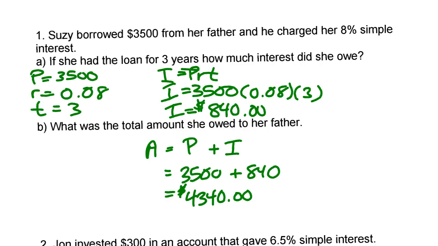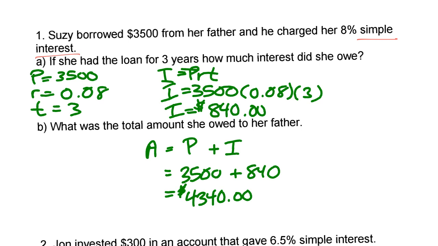All right, so this problem is what we call a simple interest problem, right? When you know something is simple interest, the key word of simple interest is in the problem. So this one says Susie borrowed $3,500 from her father, right?